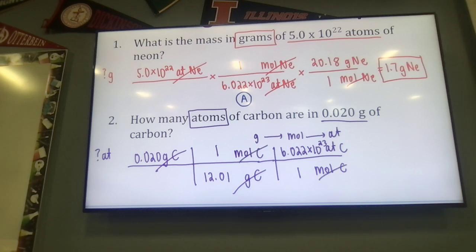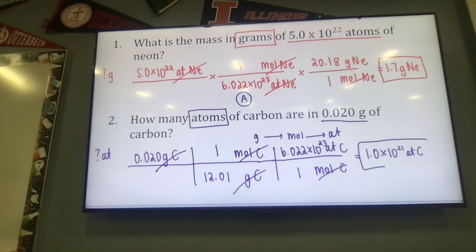And then we got our calculators. 0.02 divided by 12.01 times Avogadro. I got 1.0028 and so on, times 10 to the 21st. Remember, atoms should always be a really big number, but never should anything be 10 to the 40 something. We can keep 2. So 1.0 times 10 to the 21st atoms of carbon.